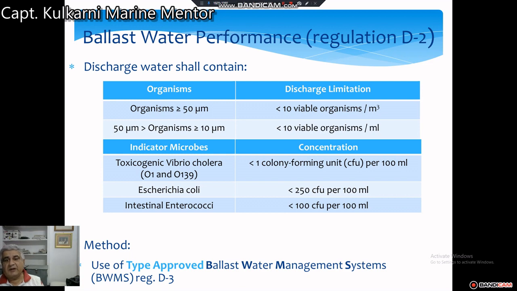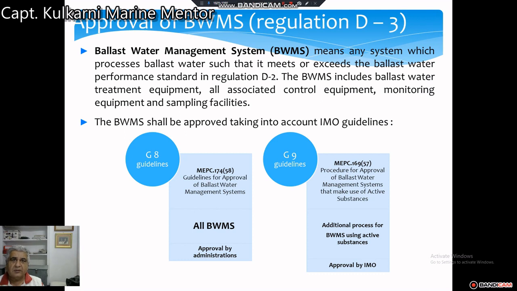Ballast water performance. Now again, as per the convention, what is required? Organisms of less than 50 micrometers, and indicator microbes. Each and every detail is mentioned here.